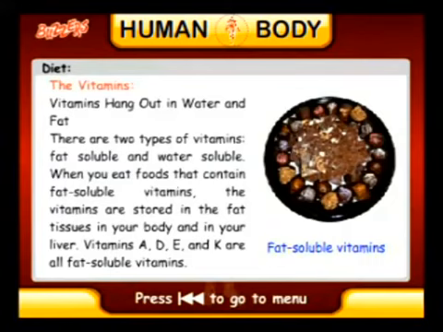Vitamins hang out in water and fat. There are two types of vitamins, fat-soluble and water-soluble. When you eat foods that contain fat-soluble vitamins, the vitamins are stored in the fat tissues in your body and in your liver. Vitamins A, D, E, and K are all fat-soluble vitamins.